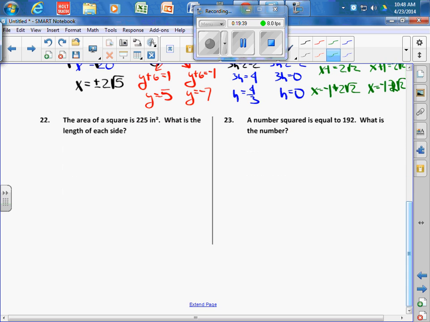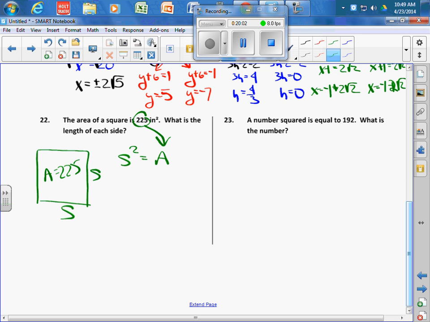Number 22, the area of a square is 225. What's the length of each side? Well, draw a square. The side we'll label s, and the area is 225. How do you find the area of a square? Well, it's side squared. So what is the area? 225. So s squared is equal to 225.